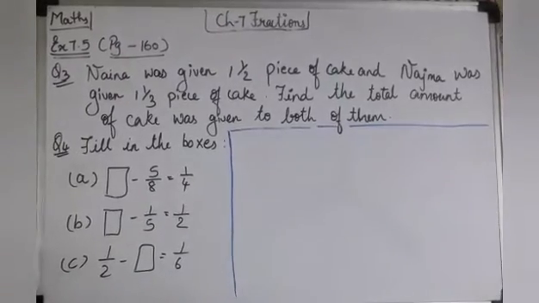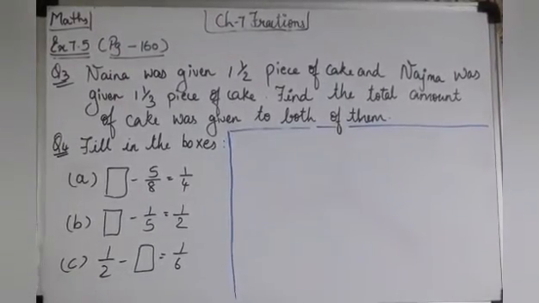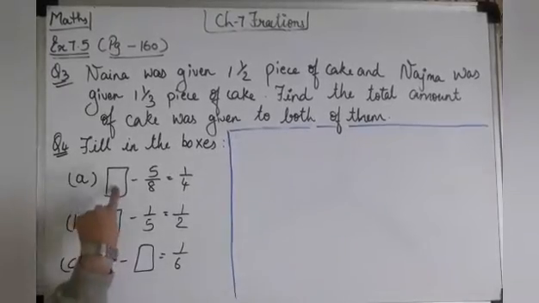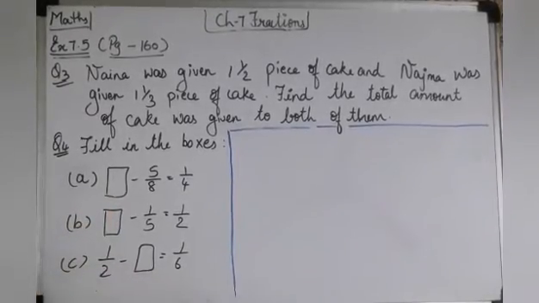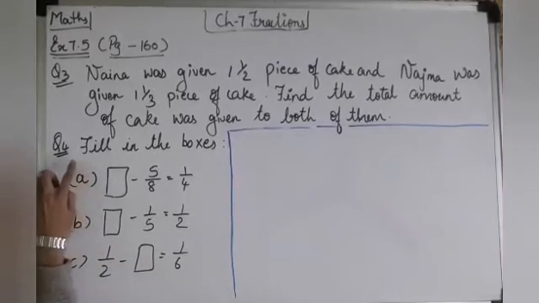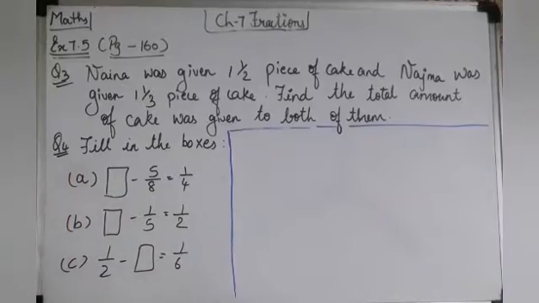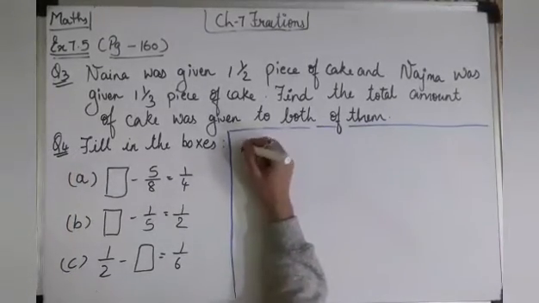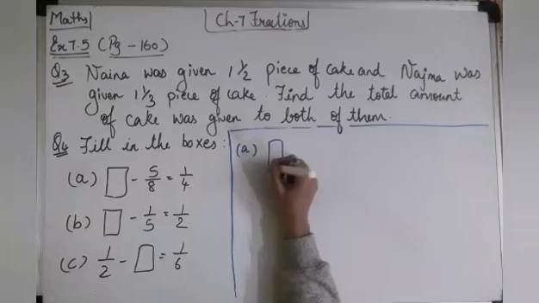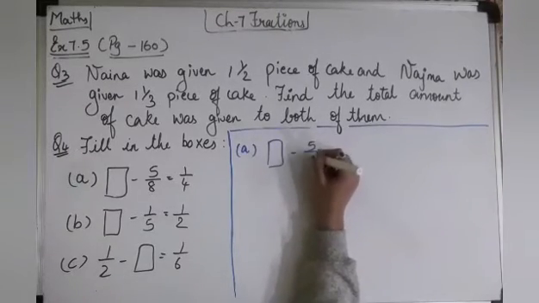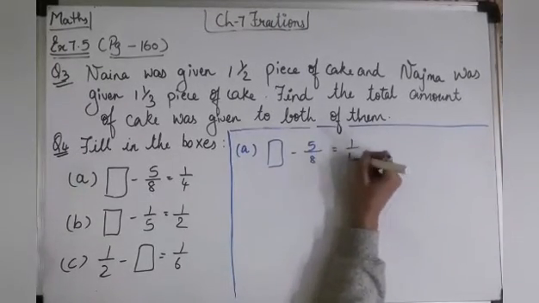Now, coming to question number 4 of exercise 7.5, it is written, fill the boxes. See, few boxes are there. We have to fill them. But this kind of fill-ups we have done, right? Let's solve it. A. Box minus 5 upon 8 is equal to 1 upon 4.